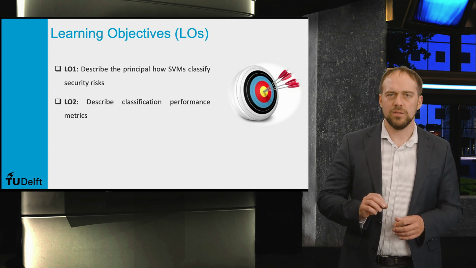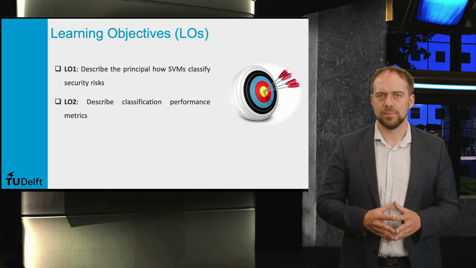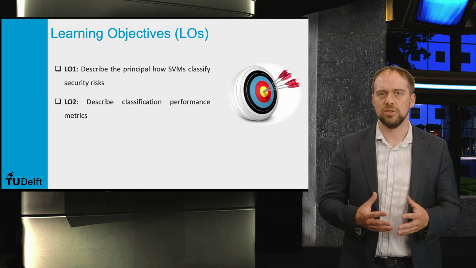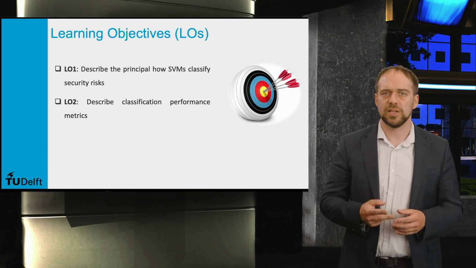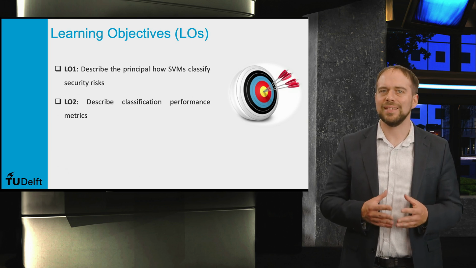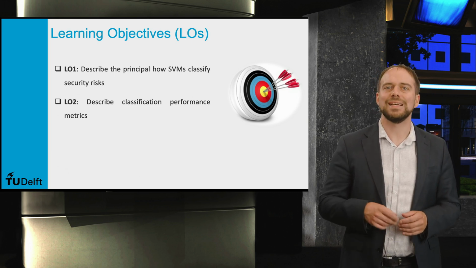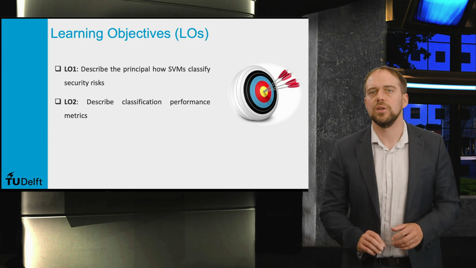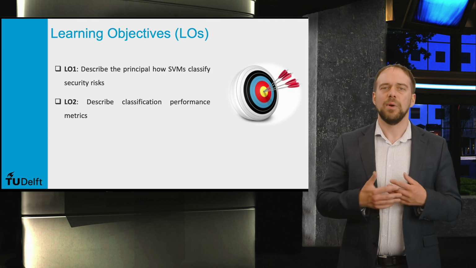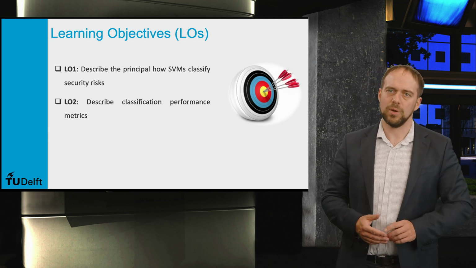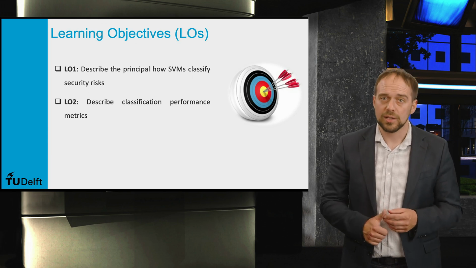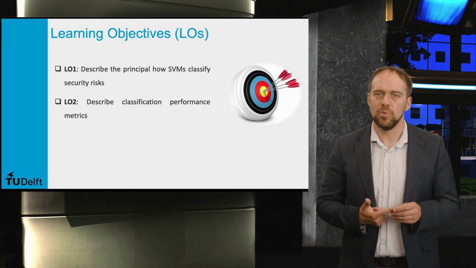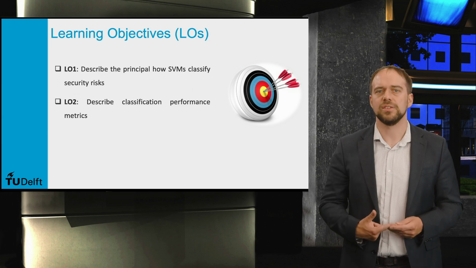Learning objective number one is to describe the basic principle of SVMs, how they classify security risks. Learning objective two is to describe the key performance metrics used to assess classification quality. By the end of this lecture, you will understand both how SVMs work and how to judge whether they perform well to assist operators.